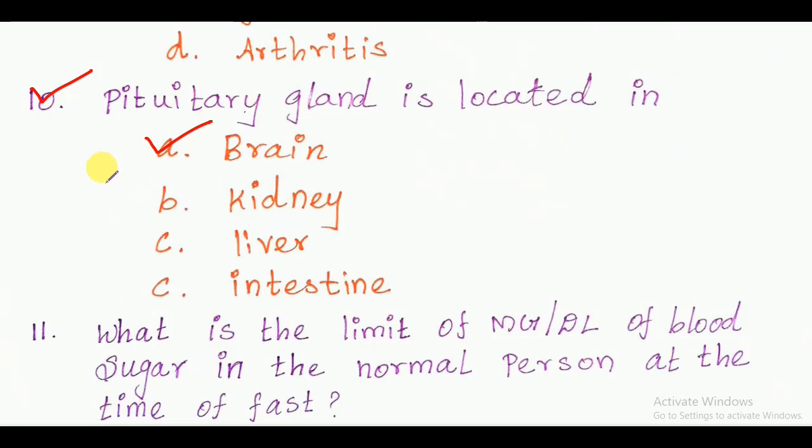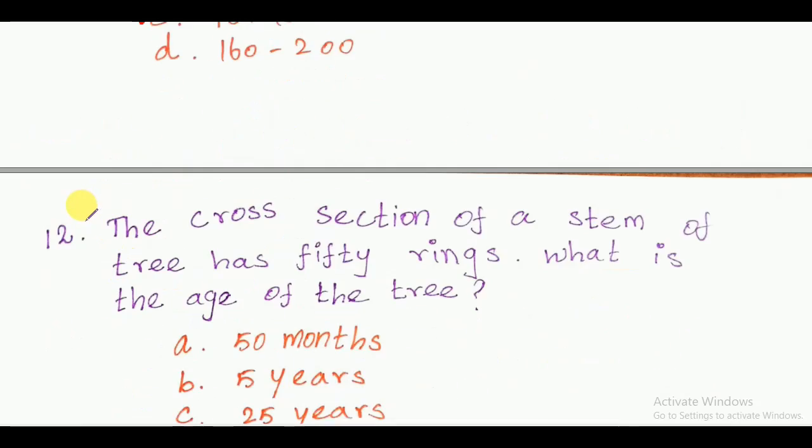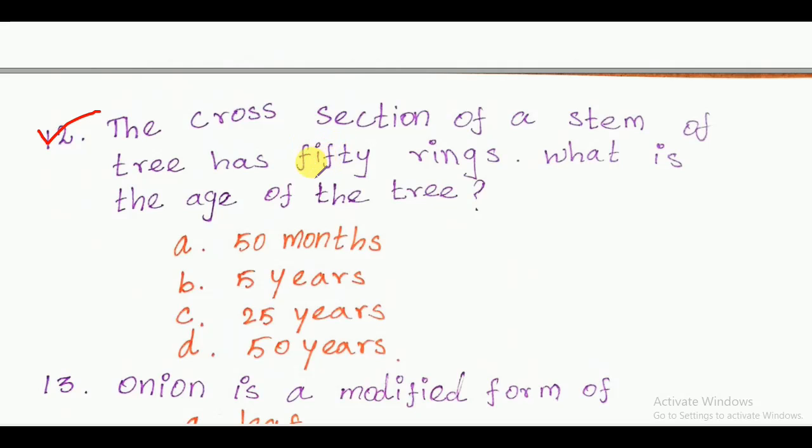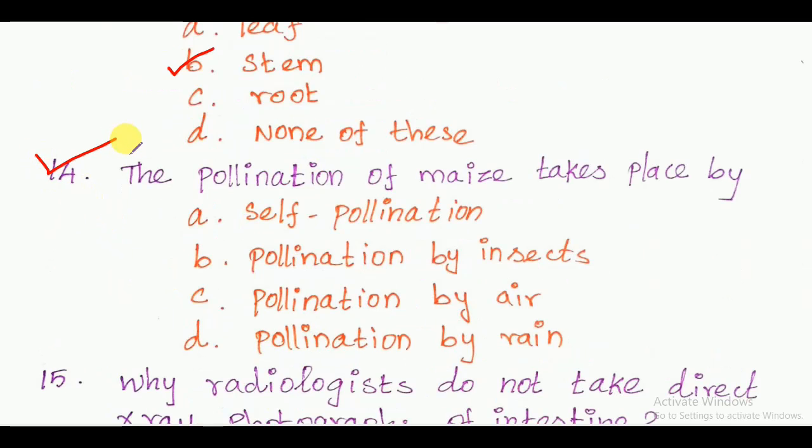Next, 10th question. Pituitary gland is located in the brain. Next, what is the limit of mg/dl of blood sugar in a normal person at the time of fasting? The answer is option C, 70 to 100. Next, 12th question. The cross section of a stem of a tree has 50 rings. What is the age of the tree? The answer is 50 years, which means that many rings, that many years. Next, onion is a modified form of stem. Next, the pollination of maize takes place by air.